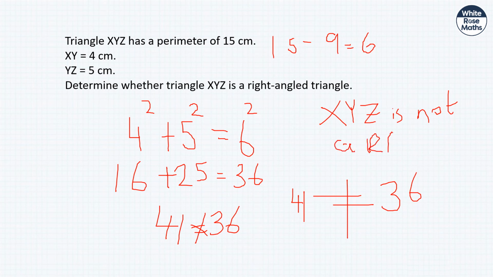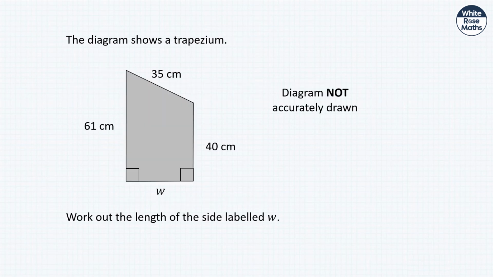Right angle triangle, I'll label it as RAT, the same as writing it. Right angle triangle. There we go.